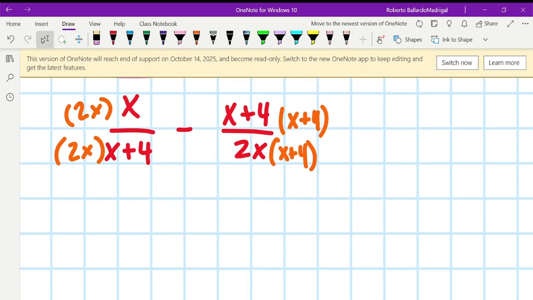All right, let's go ahead and multiply. Well, 2x times x is easy. Because 2x times x gives you what? 2x squared. There's a part that worries me though. And it's the next part.